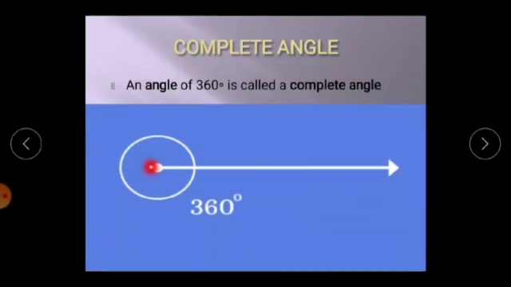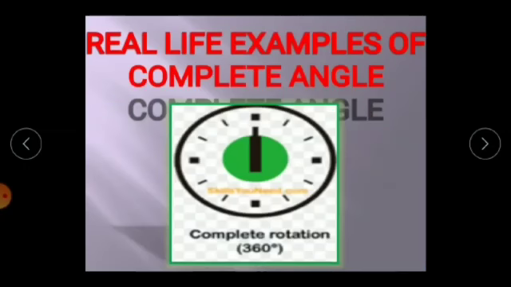Complete angle. An angle whose measure is equal to 360 degrees is known as complete angle. Here are real life examples of complete angle.